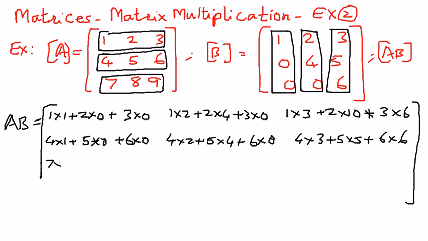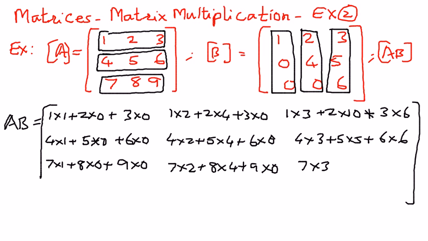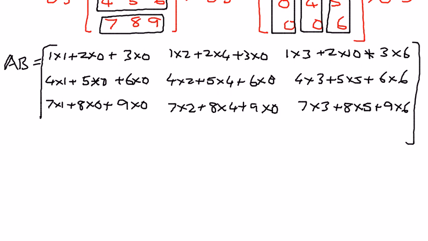We have 7 times 1 plus 8 times 0 plus 9 times 0. And then next we have 7 times 2 plus 8 times 4 plus 9 times 0. And then we have 7 times 3 plus 8 times 5 plus 9 times 6. So we have all the elements of the final matrix, and this is now just a matter of simplifying the numbers.